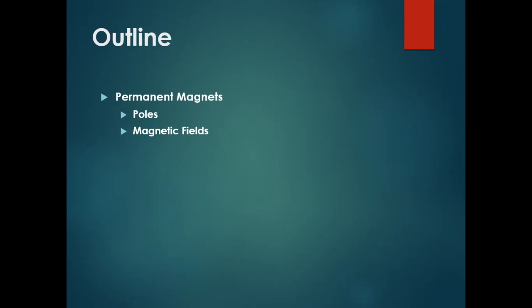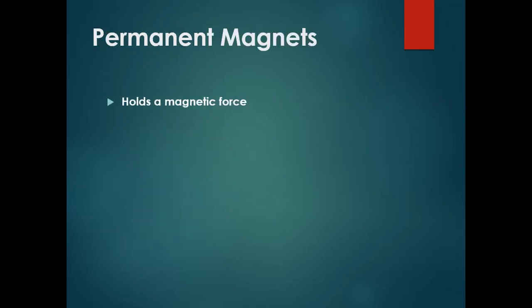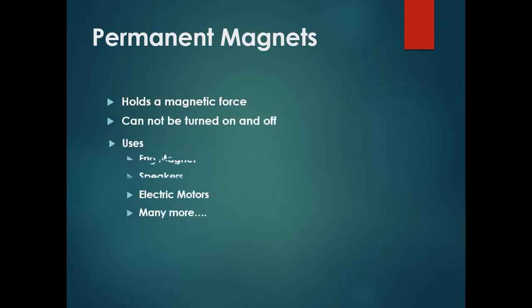It also has a magnetic field. See here, there is a magnetic field. We have already learned about the characteristics of the field. So what is the characteristic of that field? Then after that, the electromagnet. In this lecture, we will see how they are created, their magnetic field, and their uses. First of all, a permanent magnet holds its magnetic force and cannot be turned on and off.